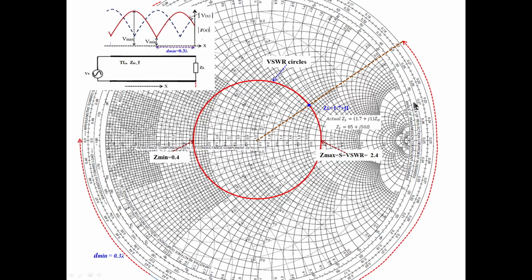So that value you take here. 1 plus j1, this is the normalized value of impedance at this position. That is the load value here. Actual value is multiplied by Z0, that is 50 ohm, and you will be getting this. So like that we can find out the unknown load.